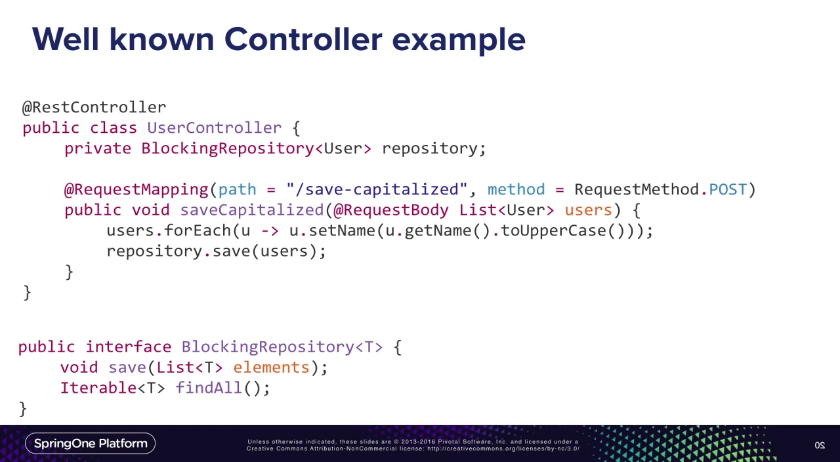So here is an example of a regular blocking controller implemented with Spring MVC. We have a user controller, a save capitalized method. We take a request body list parameter, and we uppercase every name that we receive, and we save that in the repository. The blocking repository interface is a regular one, like the Spring Data ones, and that's all.